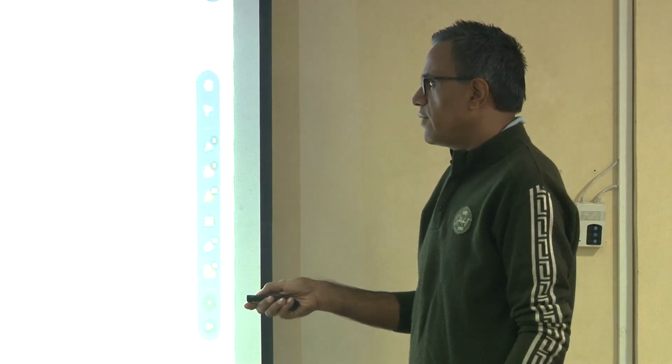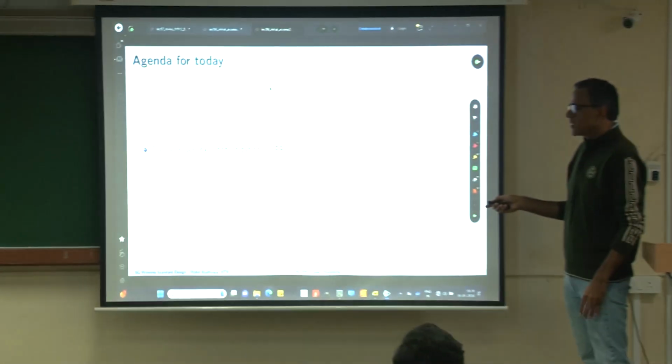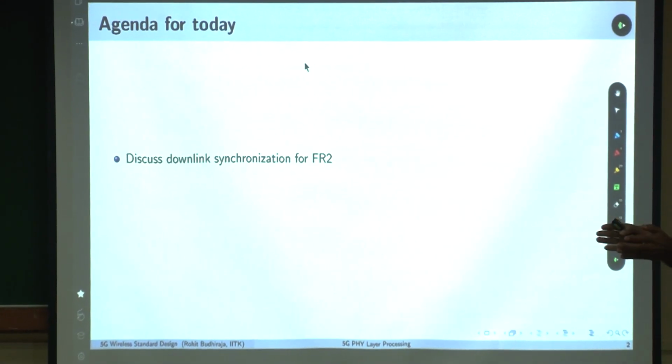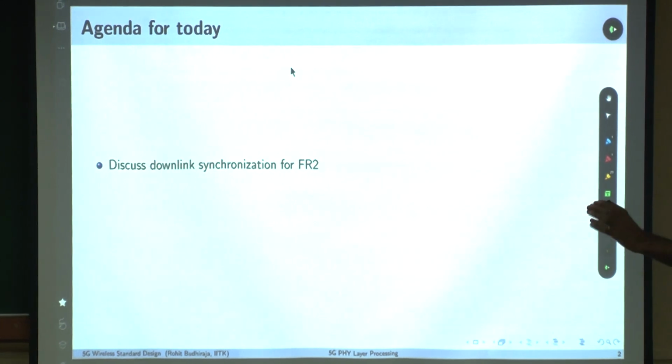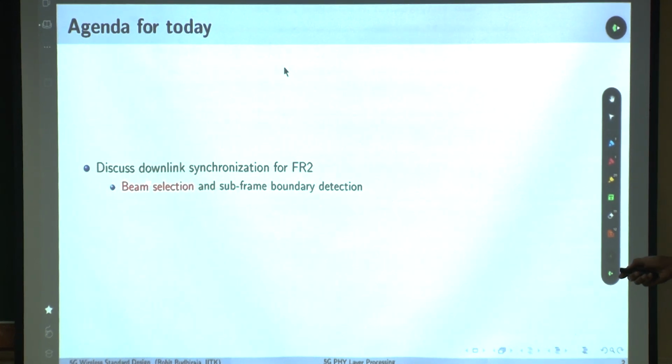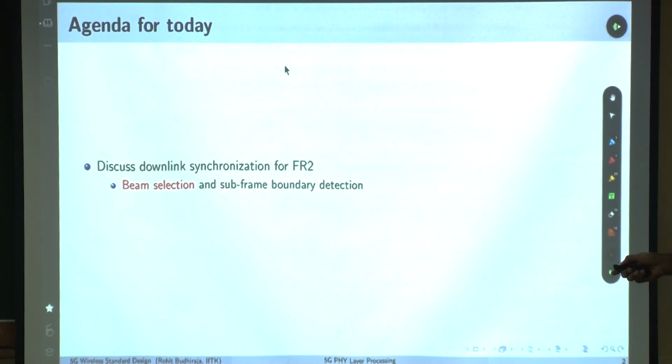Welcome back. This is the last class of this course, and we will discuss downlink synchronization. Okay, and we'll see how it goes. What we are going to discuss is downlink synchronization for FR2. I also told you what is common for FR1 and FR2, but as a part of this, it will become more clear. We'll see what beam selection is, and then how subframe boundary detection is done.